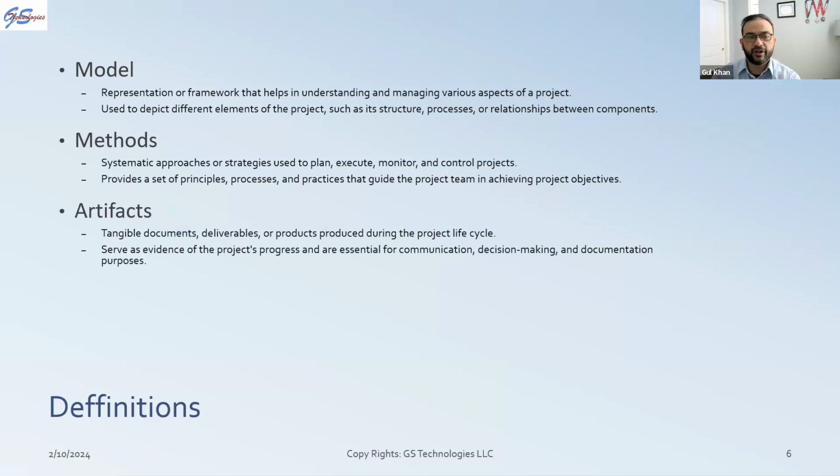The third one is a little bit easier. We talked about that one: artifacts. These are the tangible documents, deliverables, and work products produced during the project lifecycle. They serve as evidence of the project's progress. What is the main evidence of project progress that we use pretty much across the board in every single type of project? Can anybody give me an example?